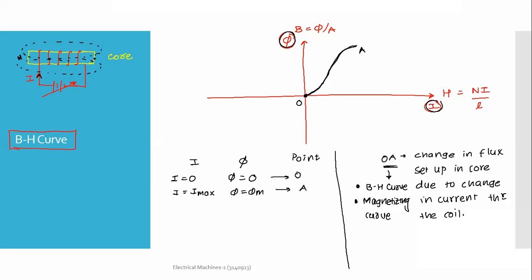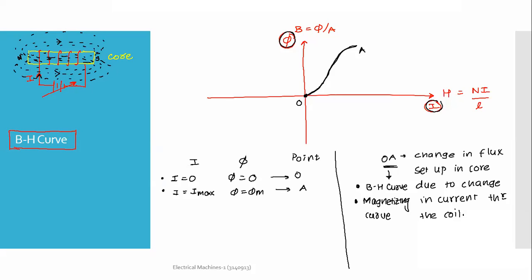This acts as a north pole and this acts as the south pole, so the flux line directions are like this. As we increase the current through the coil, more flux lines will set up around the core. So this is part 1, part 2.